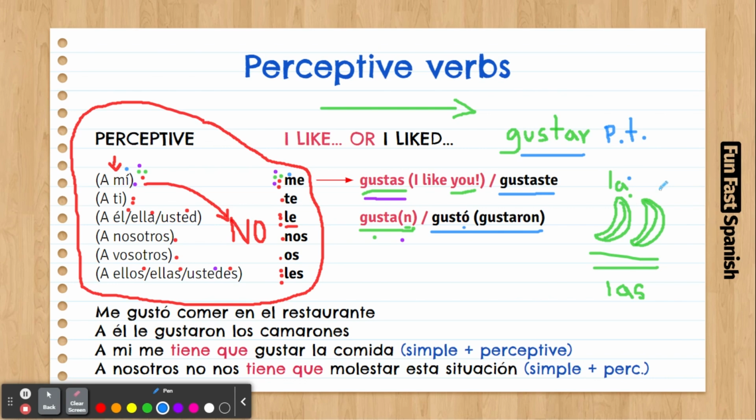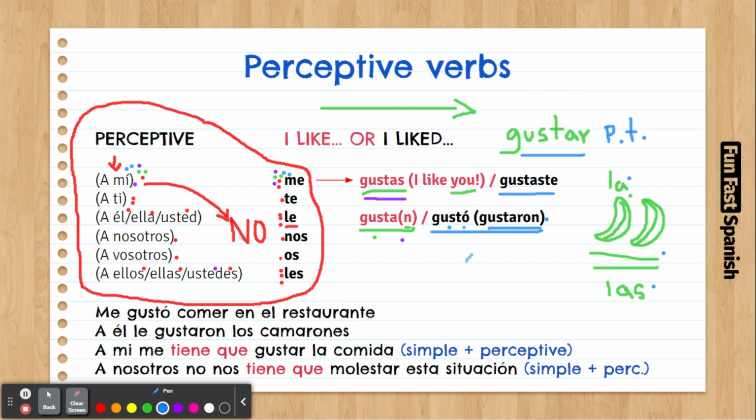But if I ate two bananas and I liked them, I'm going to use a mí me gustaron las bananas. So you can see now that gustó is for singular and gustaron is for plural. Here it's not just adding the n, it's completely different. You just don't add the n here. So that's how you say it in past tense.